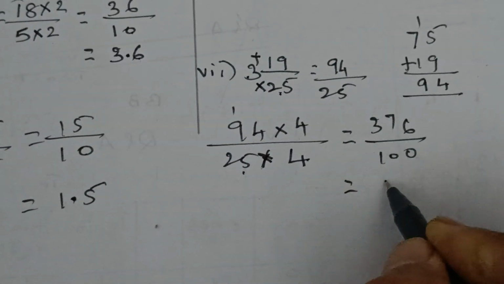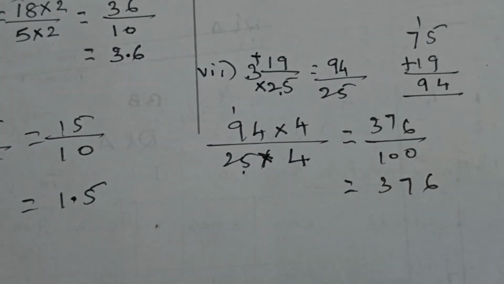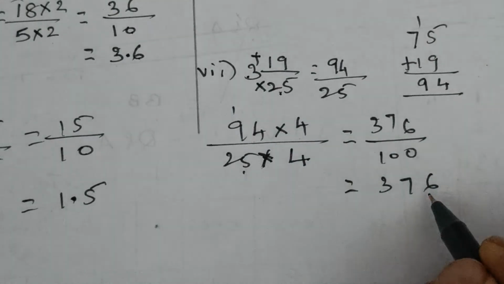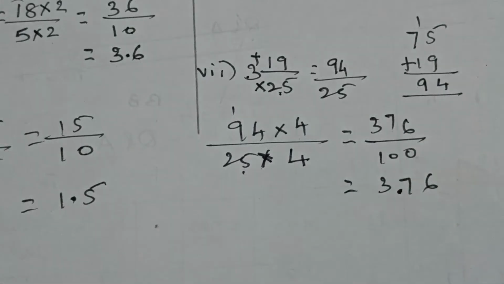What is the next step? Write the numerator as it is. 376 we have written. Count the number of zeros in the denominator. 2 zeros. Count two numbers and keep a point. 3.76 is the decimal form of 3 19 by 25.